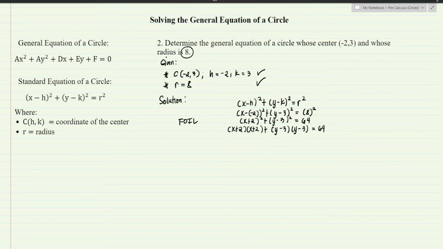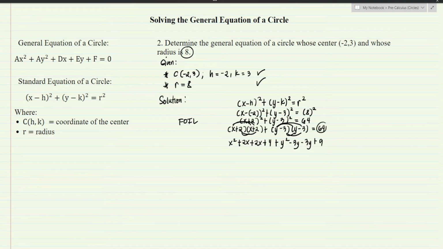I will start with the first term. So x times x here would be x squared. X times 2 is 2x. 2 times x is also 2x. And 2 times 2 would be positive 4. On the second term, I would have y times y is y squared. Y times negative 3 is negative 3y. Negative 3 times y is negative 3y also. And negative 3 times negative 3 is positive 9.